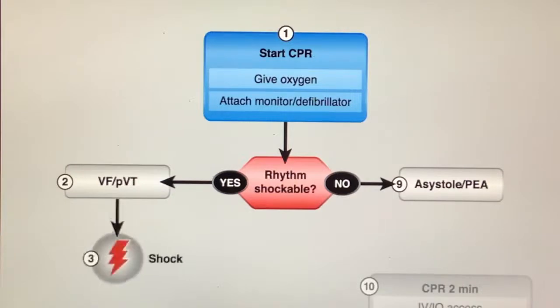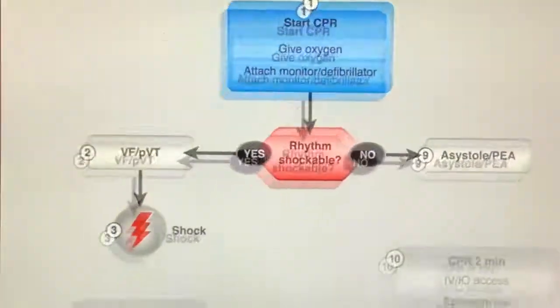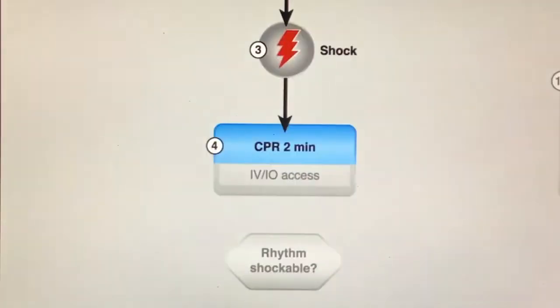For shockable rhythms, the first step is to deliver a shock as soon as a defibrillator becomes available. The appropriate energy dose is determined by the type of defibrillator, biphasic or monophasic, and the manufacturer's recommendations. After the shock, immediately resume CPR, beginning with chest compressions. If there are available rescuers, IV or IO access should be established.